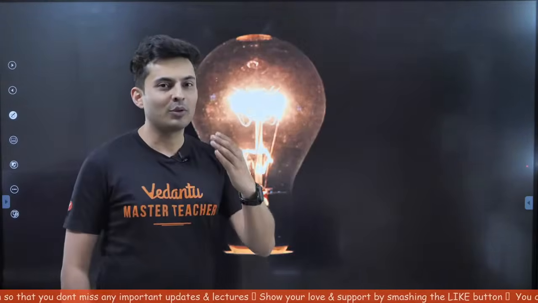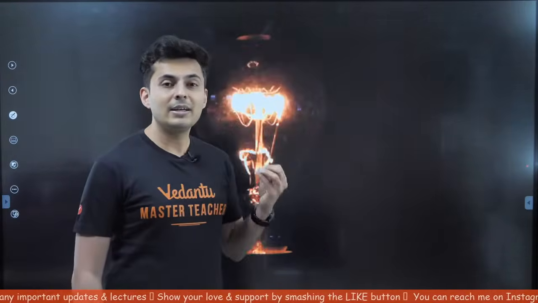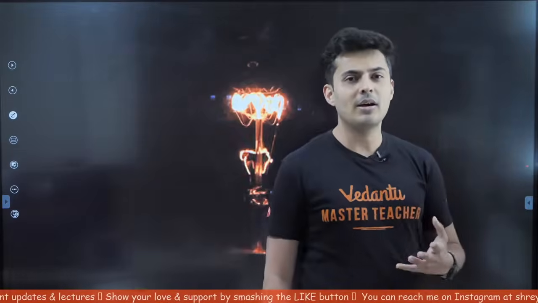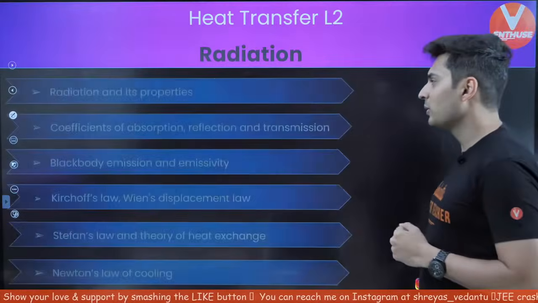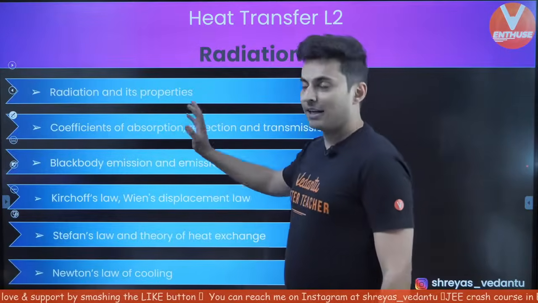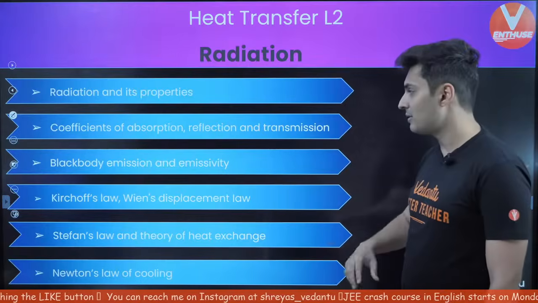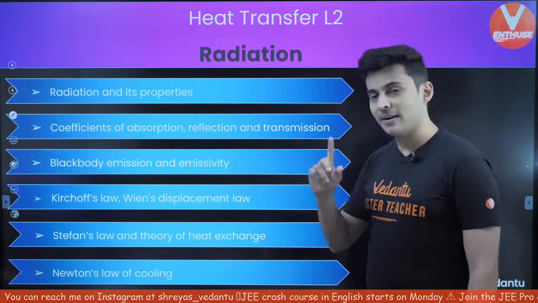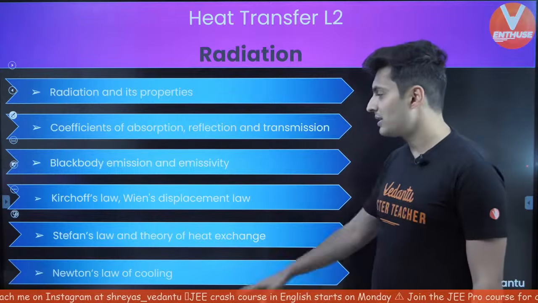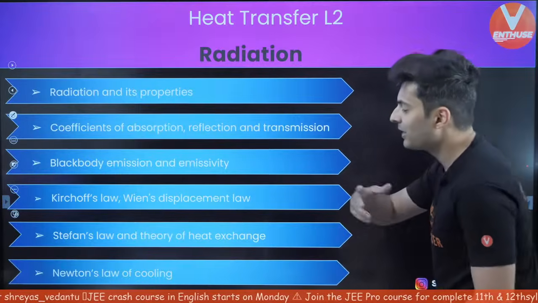And I'm not sure if you know this, but the way bulbs glow is completely based on the phenomenon of radiation. Yes, you heard it right. So what are we going to study in today's class? Radiation and its properties, the coefficients of absorption, reflection and transmission, black body emission and its emissivity, Kirchhoff's law and Wien's displacement law, very important ones, and of course Stefan's law and Newton's law of cooling. Yes, you have Newton here too.